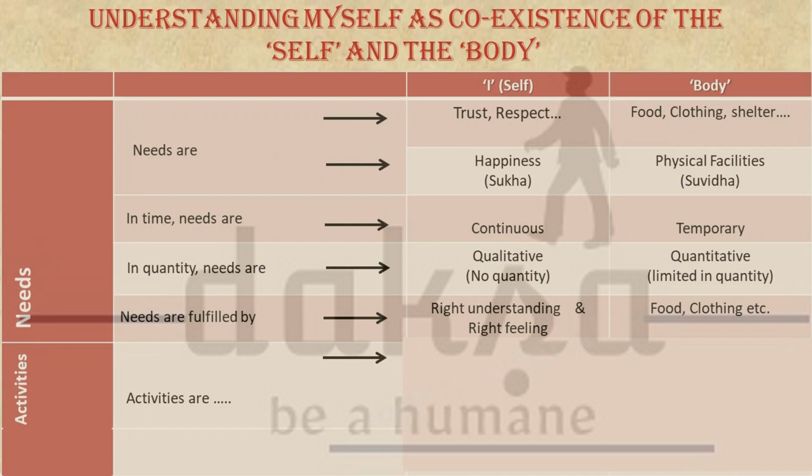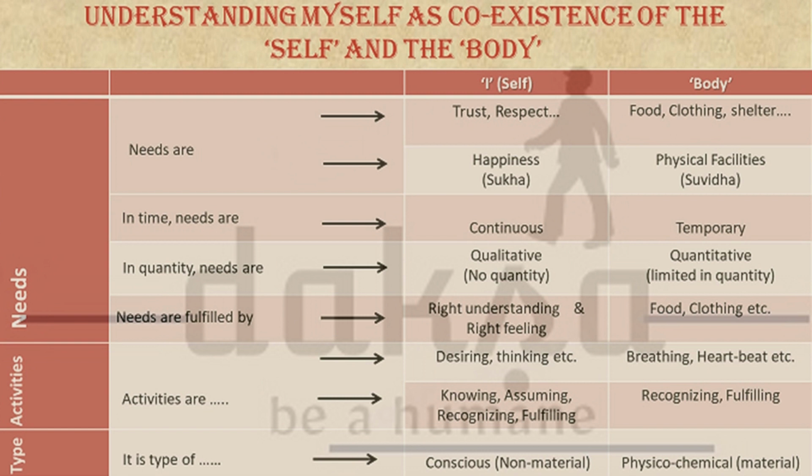Hello everyone. In the previous session, we tried to understand the coexistence of the self, I, and the body in terms of needs. Let's continue with the same but in terms of activities. Before moving into the detail of activities, firstly visit the diagram. Again, here we are. This is the diagram which we studied in the previous lecture, but now we are going to study on the basis of activities and type, right?